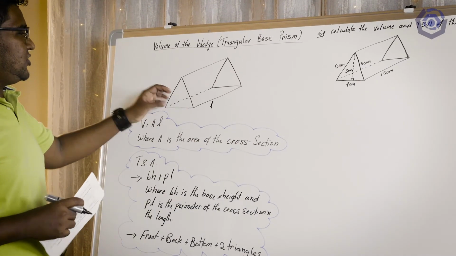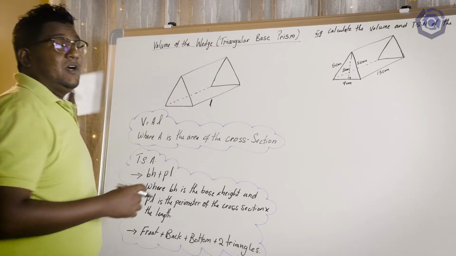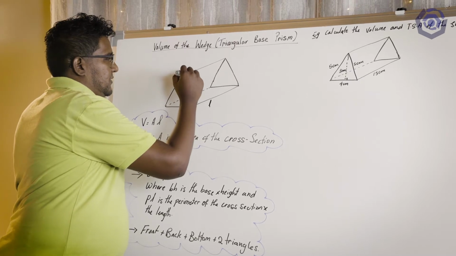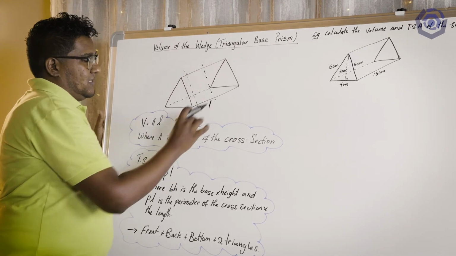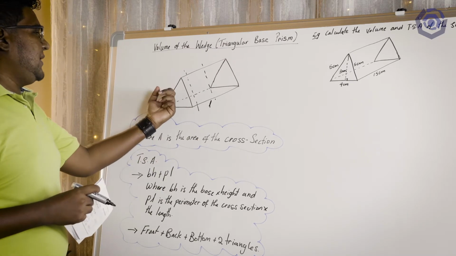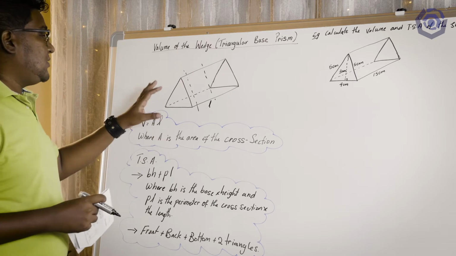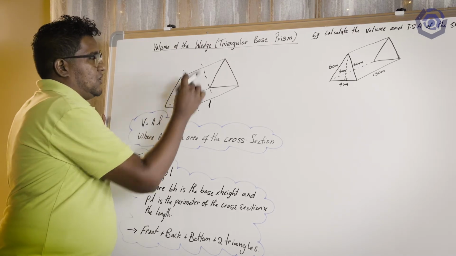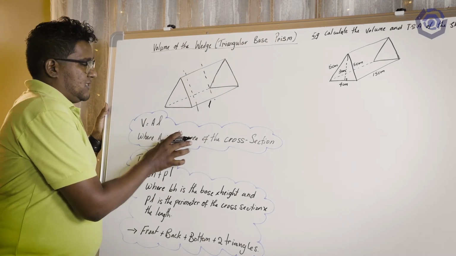If you look at this shape, at this end, we have a triangle, and at this end, we also have a triangle. So if I'm to cut this shape anywhere along its length, then the face that we have here is going to be the same face we're going to get no matter where we cut the shape. So each one of these faces, as we cut, is the cross section. So the area of the cross section.